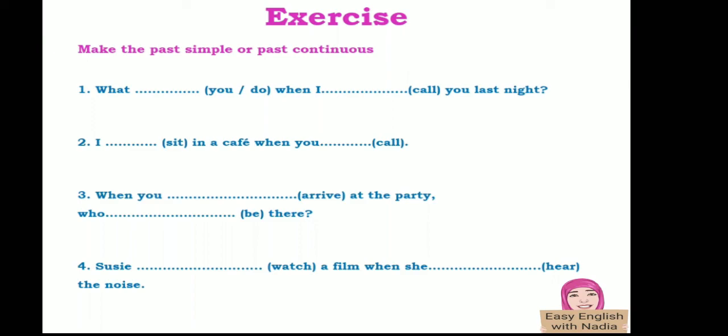So, number 1, what you do when I call you last night. Number 2, I sit in a cafe when you call. Number 3, when you arrive at the party, who be there. Number 4, Susie watch a film when she hear the noise. Have you finished?